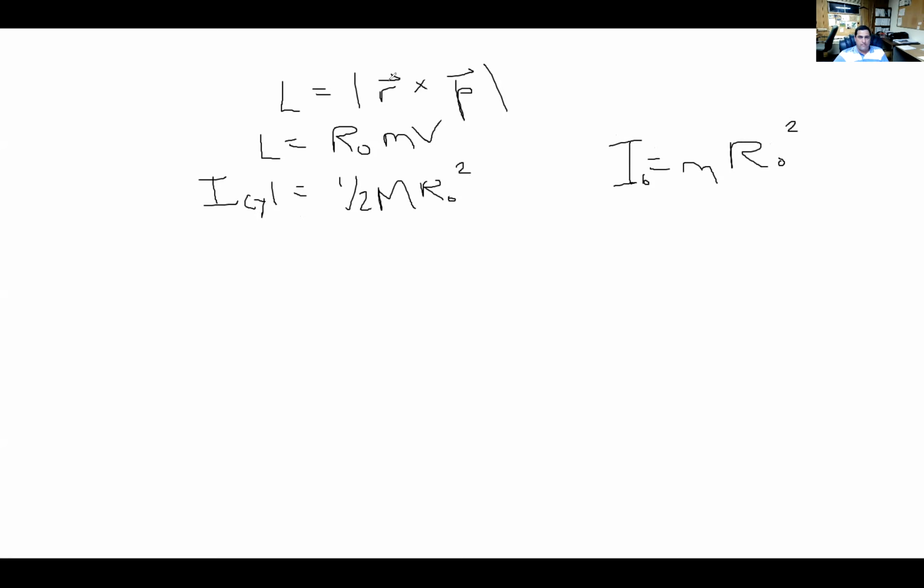So this R is here. Linear momentum P is mass times velocity. So that's how I got this. So this is the moment of inertia for the cylinder. This is the moment of inertia for the bullet. Angular momentum is also moment of inertia times angular velocity. So if we look at this, you have the moment of inertia of the cylinder plus the moment of inertia of the bullet, squared.